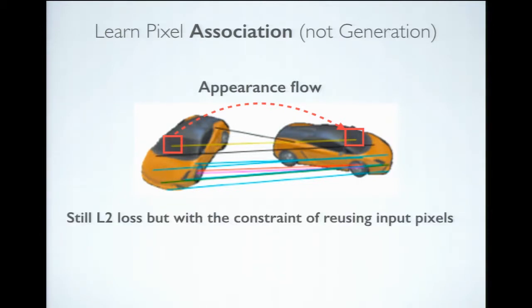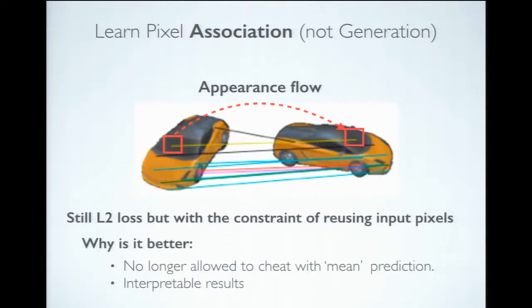Notice that here we are still using the same L2 loss as before, but with the constraint of forcing the network to only use pixels existing in the input view. So why does it avoid the problem of collapsing to the mean? Because now the network can no longer hallucinate mean pixels and has to work with pixels that exist in the input image, where no mean pixels exist.